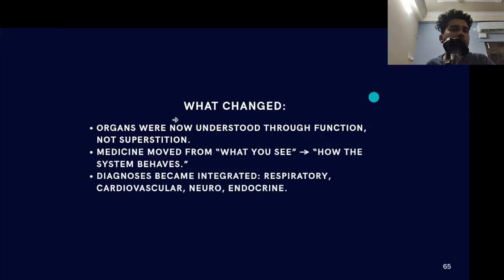Now, what changed from this? Organs were now understood through function, not superstition. Medicine moved from what you see to how systems behave. Diagnoses became integrated, like respiratory, cardiovascular, neuro, and endocrine.